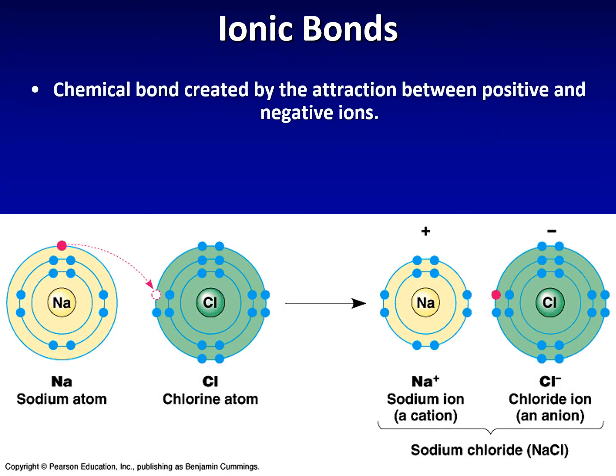Here's sodium and chlorine from a different perspective here. Sodium giving up its extra electron, chlorine accepting it. When that happens, they're electrically charged or electrically opposite. Opposites attract, and so they chemically bond together. Ionic bonds are very strong bonds, and they form ionic compounds.